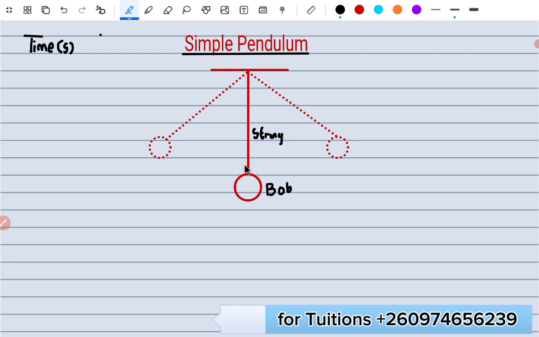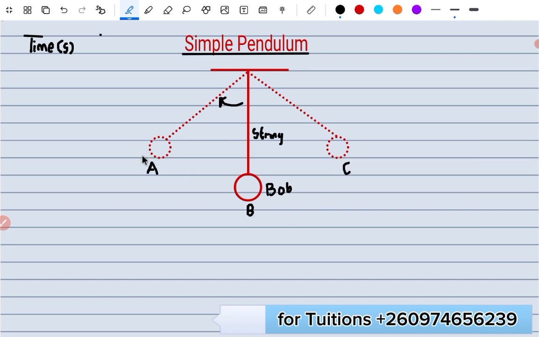So what you are seeing here is this same string and bob. If you bring it this side, the bob is here. We are going to call this point A. Then where the bob was, we can call this point B, and where the bob will go is point C.